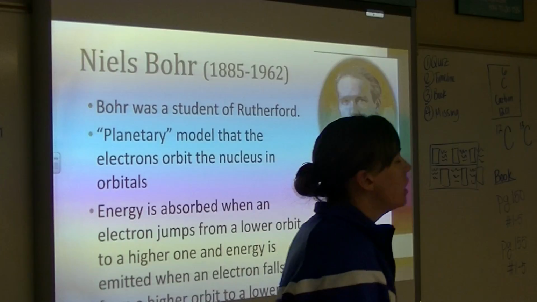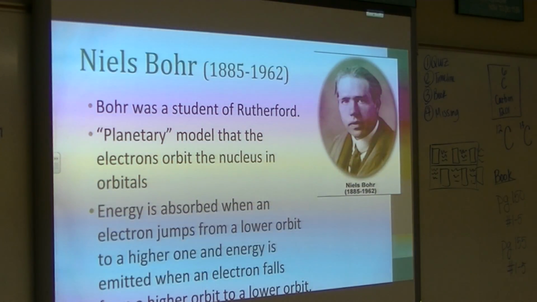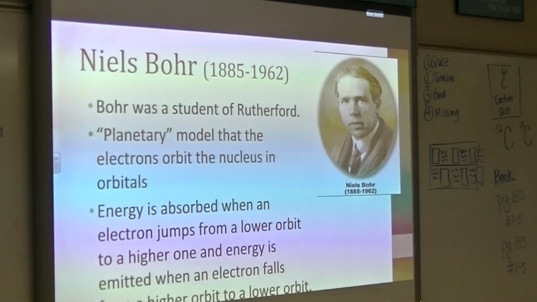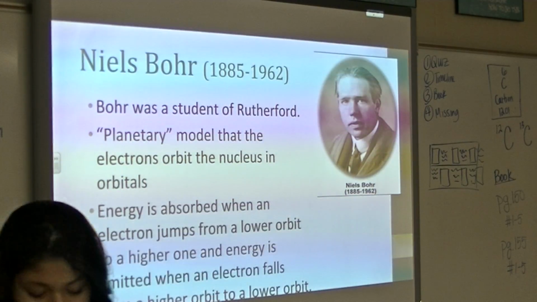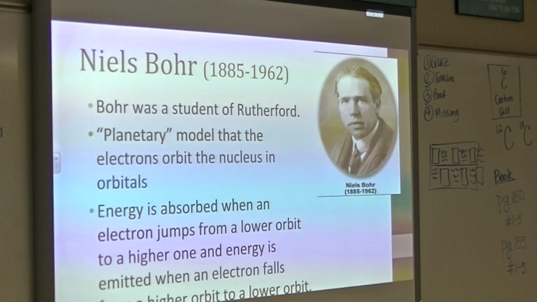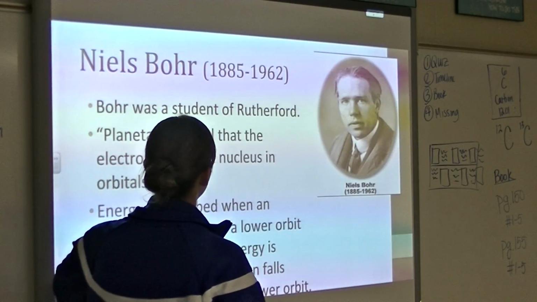Okay? Niels Bohr then was a student of Rutherford. So see how they were all students of each other? They're all kind of building on each other's research. Bohr came up with what we call the planetary model. Now, think about our solar system. The planets all orbit around the sun, right? So the idea of the planetary model of the atom was that the electrons orbit the nucleus just like the planets orbit the sun. So where before in like the plum pudding model, the electrons were just kind of hanging out wherever they wanted to, Niels Bohr came up with the idea that they actually were on orbitals, and the electrons could jump from one orbital to another depending on how much energy they had, but they were orbiting the nucleus just like the planets orbit the sun.